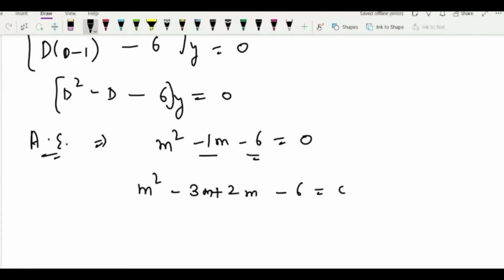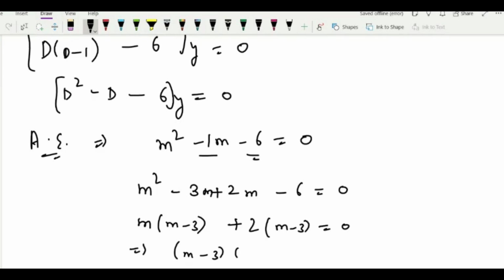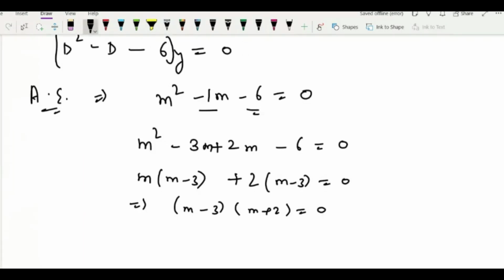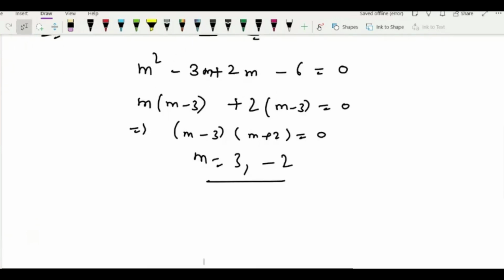Taking m common, m minus 3 plus 2, m minus 3 is equal to 0. So we get (m minus 3)(m plus 2) is equal to 0. So we get m is equal to 3 and minus 2. Again, real and distinct roots.